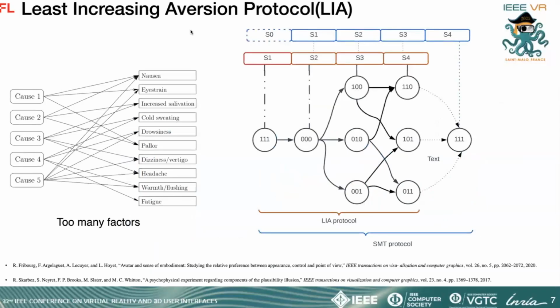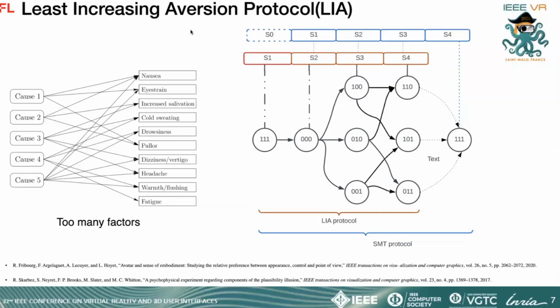To address this challenge, we introduce a new protocol called Least Increasing Aversion, LIA for short, which is inspired by the subjective matching technique protocol previously employed in virtual reality to ascertain the comparative significance of multiple factors for individuals. This protocol measures two key dimensions of individual susceptibility. The first one is sensitivity level, which is the intensity of cybersickness an individual may experience. The second one is the cybersickness triggers, which specific factors contribute to their different discomforts.